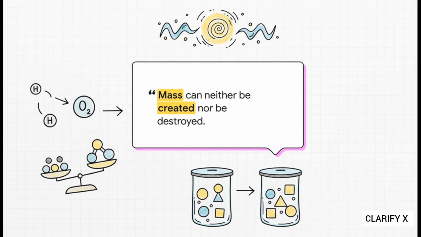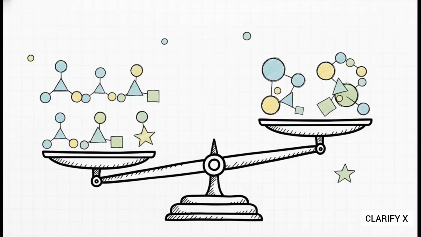It just gets rearranged. So what does that actually mean for us? It means the total mass of all your reactants has to be exactly equal to the total mass of all your products. That's the rule. And since mass really just comes from atoms, it means the number of atoms for each element has to be the same on both sides of the arrow. The number of iron atoms on the left has got to equal the number of iron atoms on the right. Same for oxygen, same for hydrogen, same for everything. That's what being balanced really means.